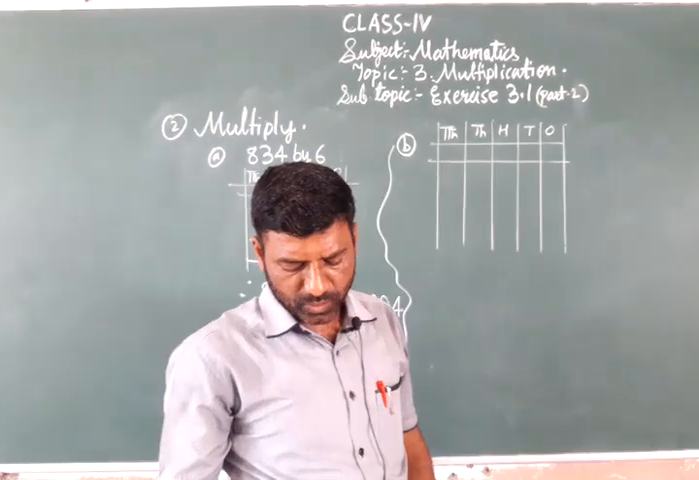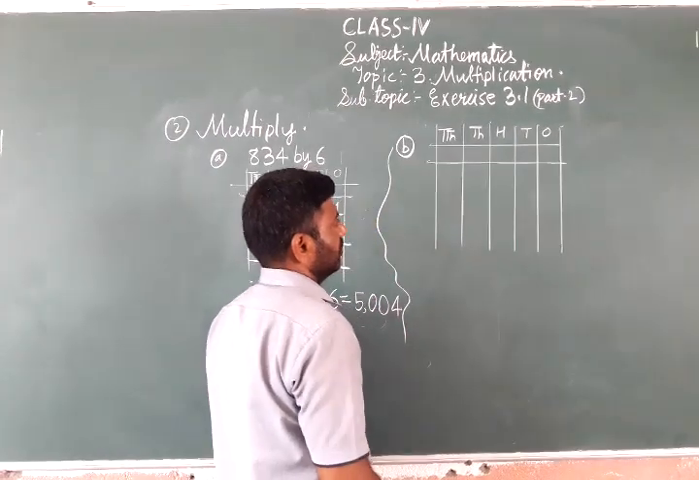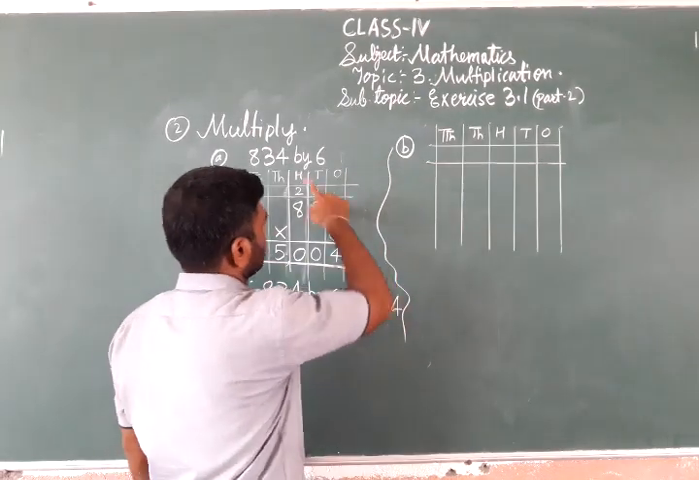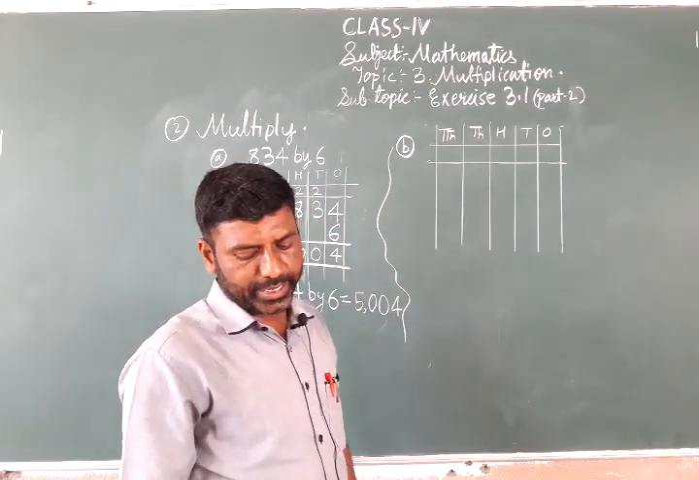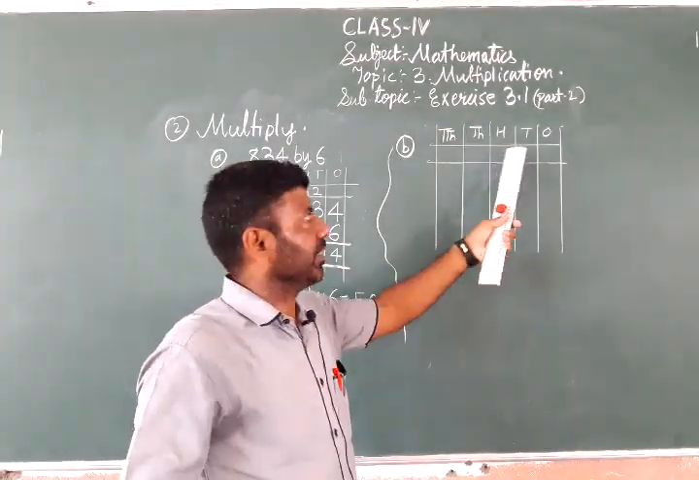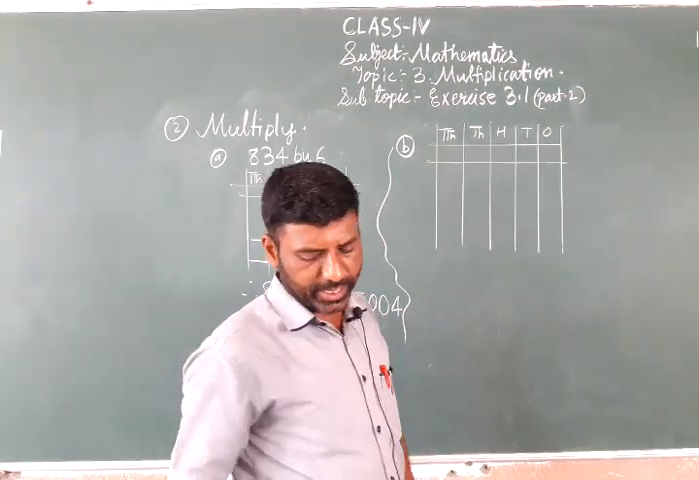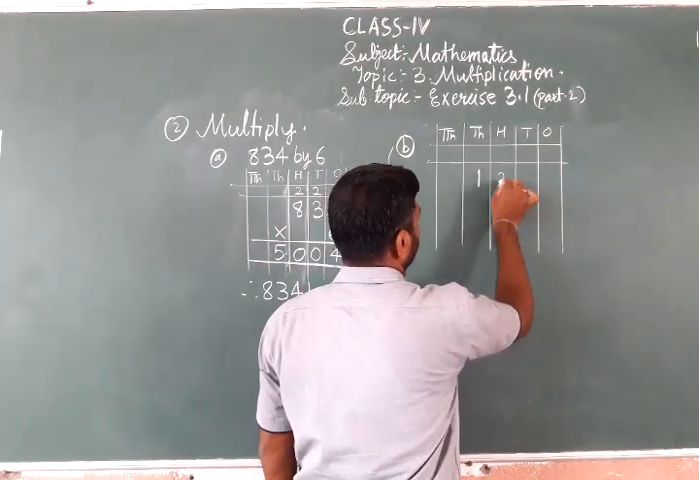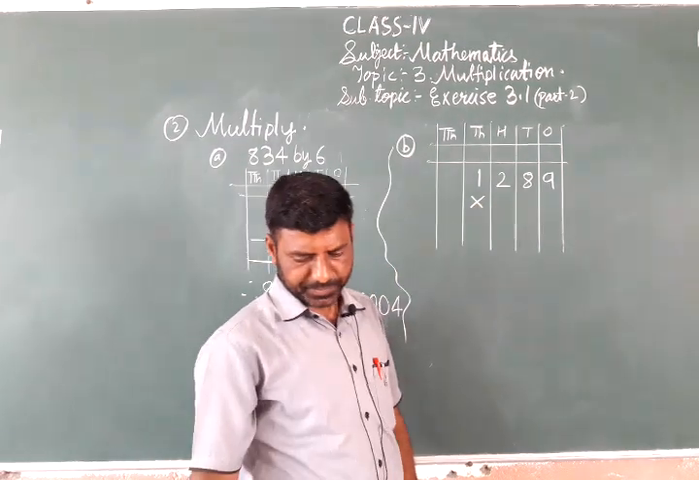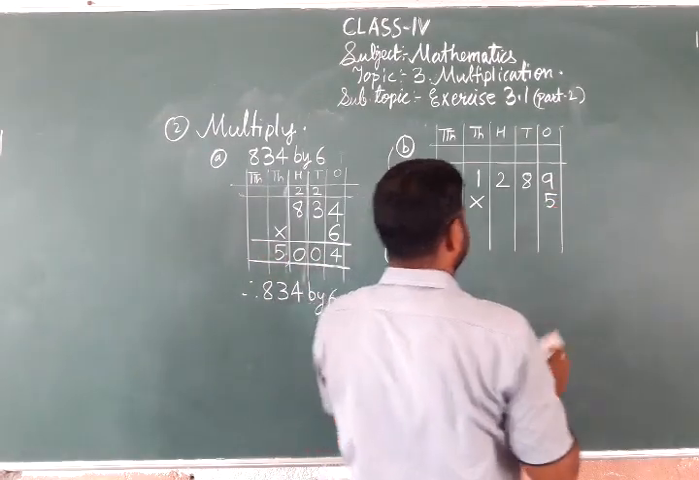Right. Now, 1289. First, we have to write the question like this. Right? So, what is B? 1289 by 5. Then we have to arrange that number in columns. Okay. 1289 multiplied by 5. You know the 5 table.